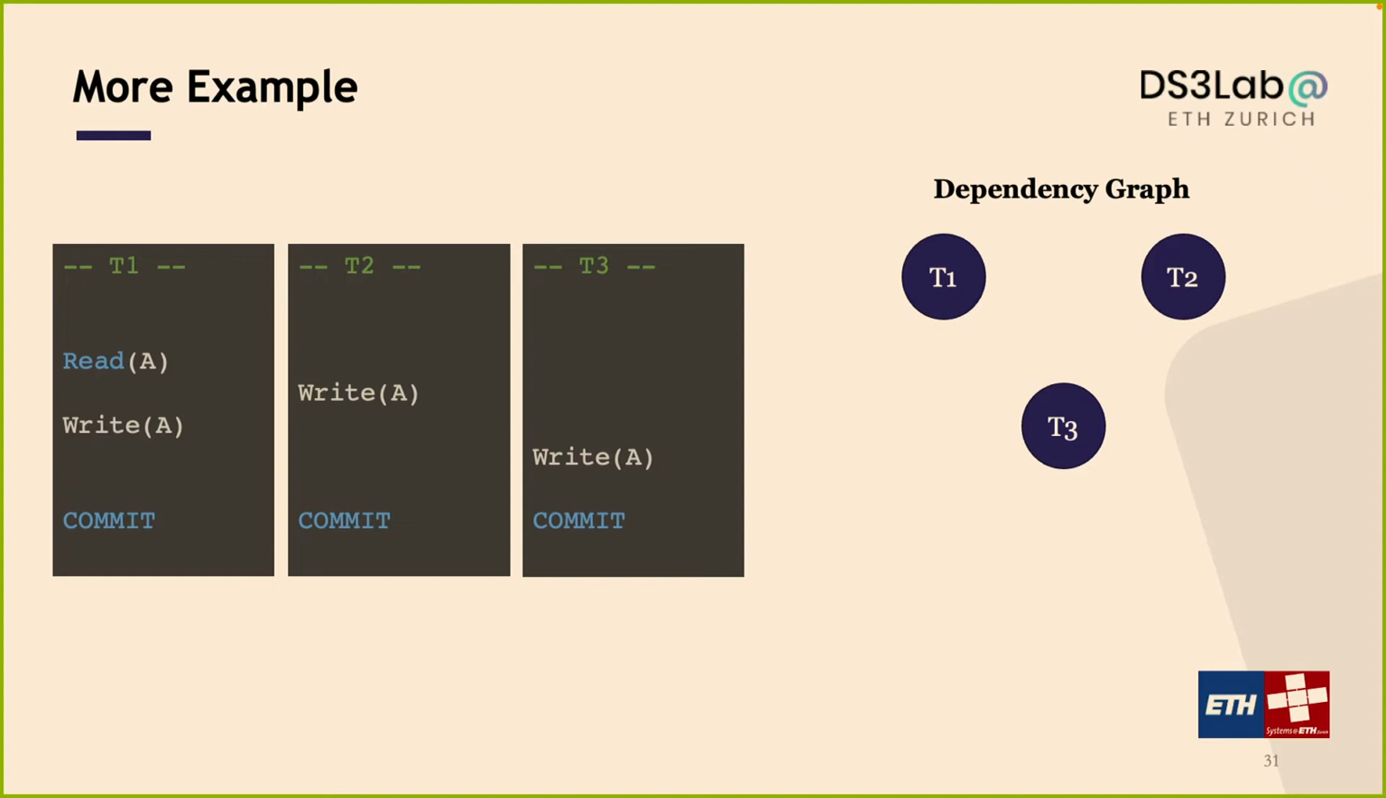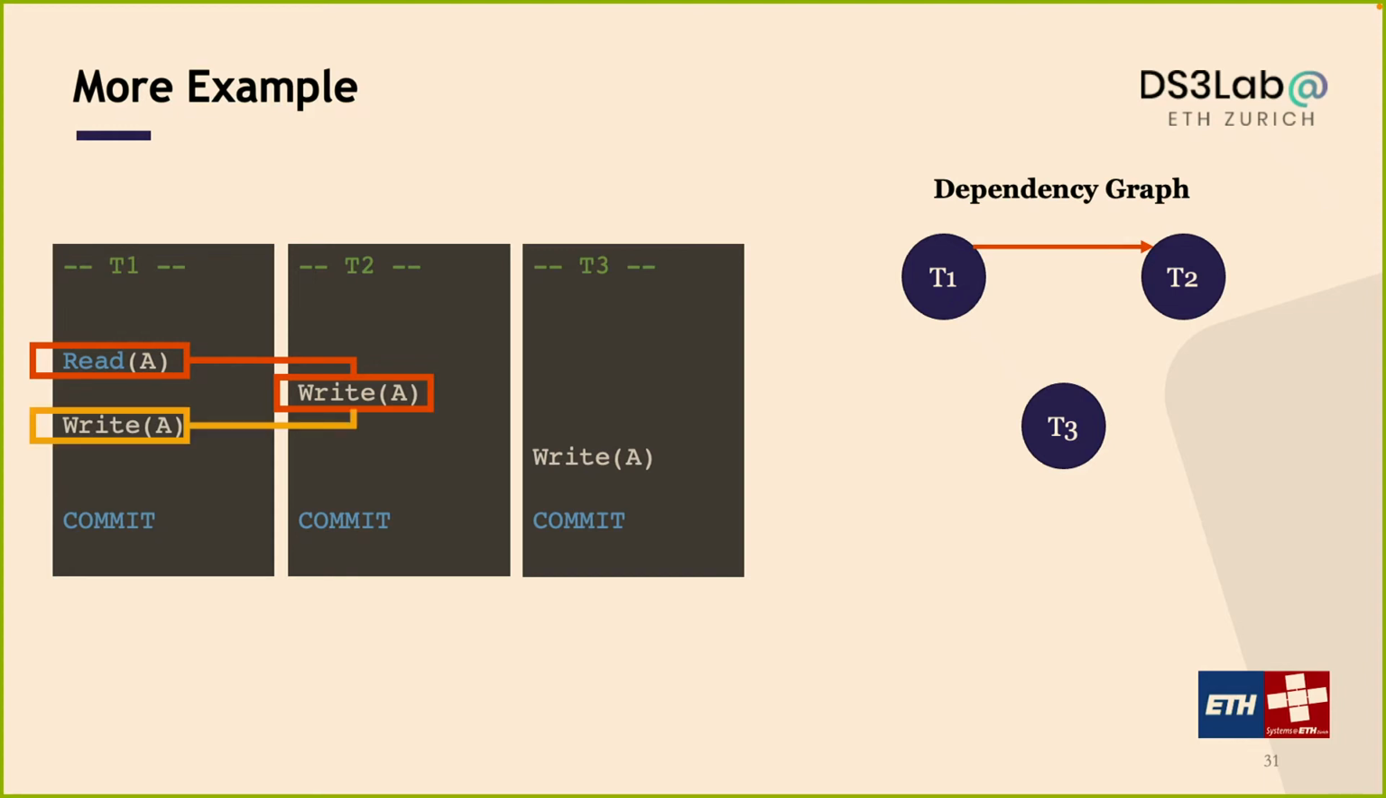So assuming you look at this pair, you have T1 and T2. They read and write the same object, so there's a conflict. The instruction in T1 happens earlier, so in the dependency graph, you have the edge from T1 to T2.